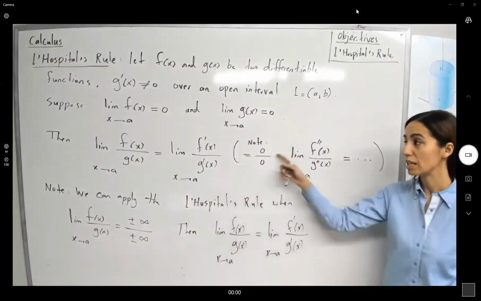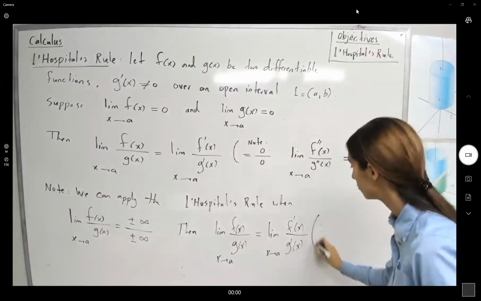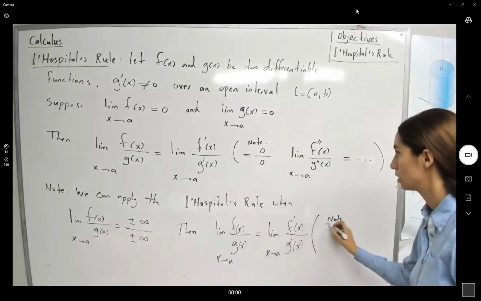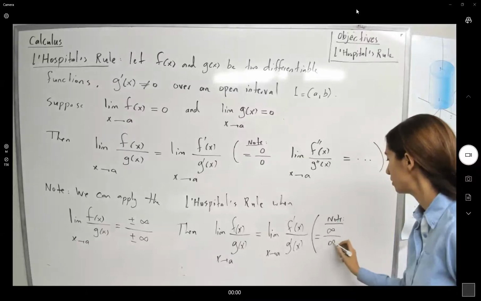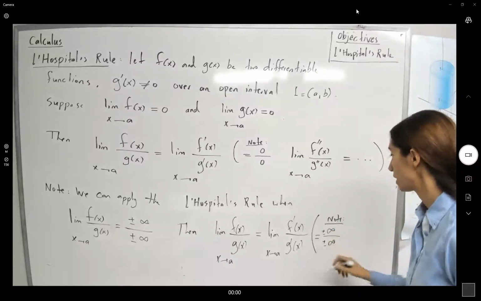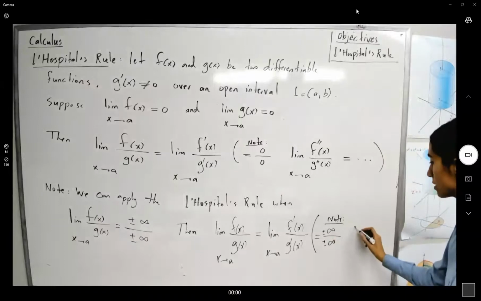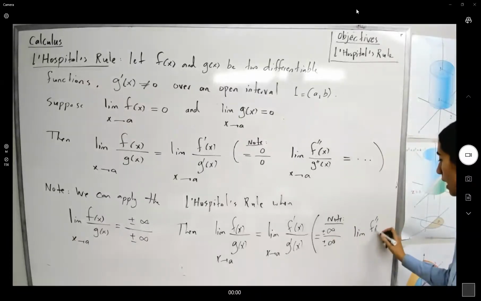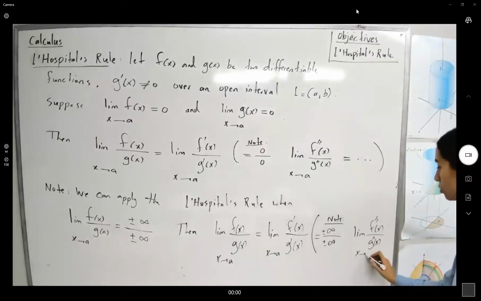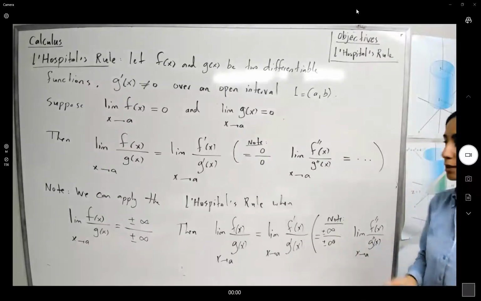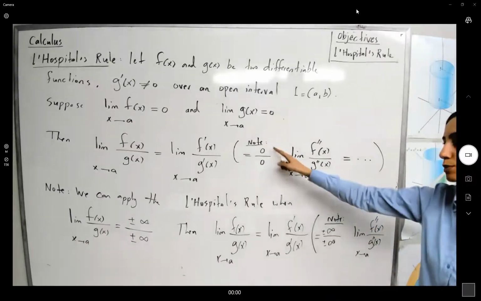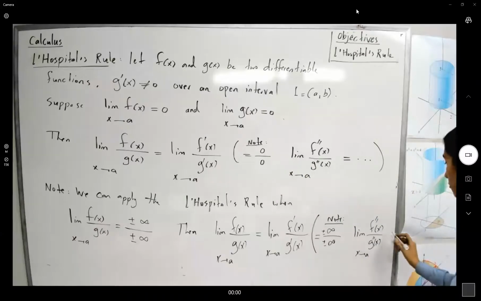And again, note that if we still have infinity over infinity, plus or minus, then we can continue this process. We can take the second derivative of f and the second derivative of g. And you can continue this process until you end up with something that is not in the indeterminate form, 0 over 0, infinity over infinity. So we're going to write this down with 3 dots.